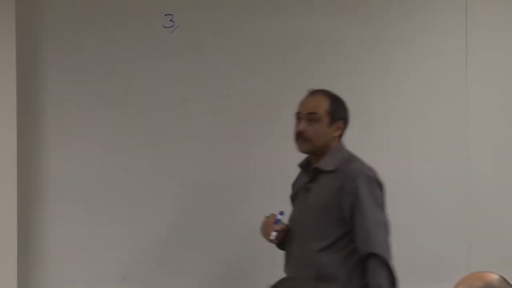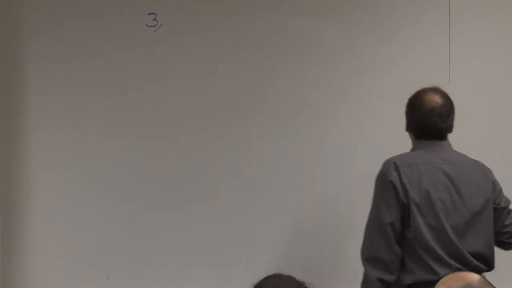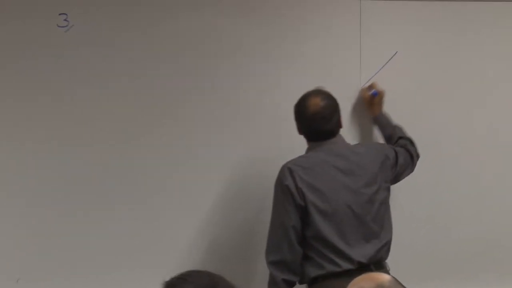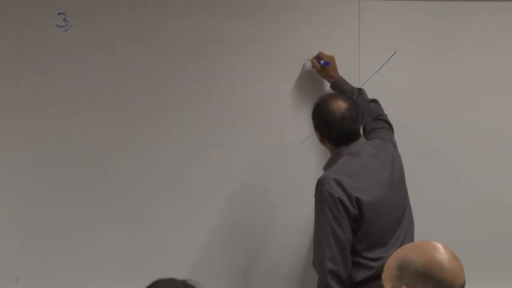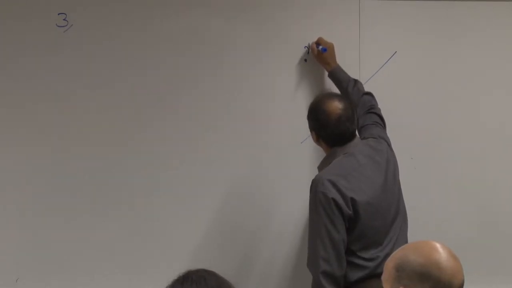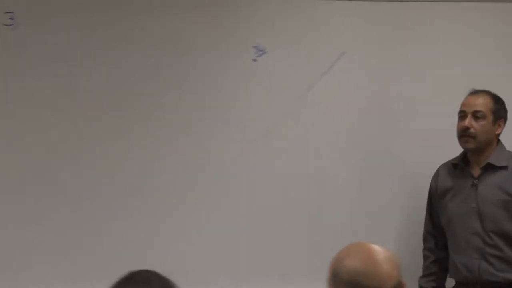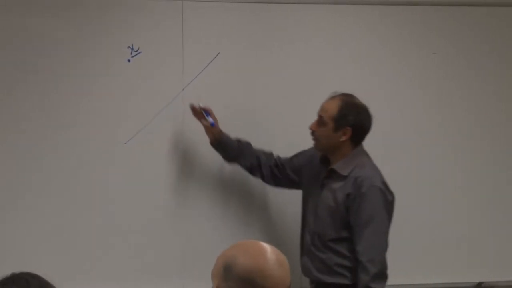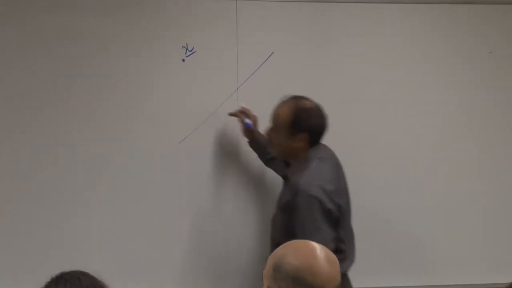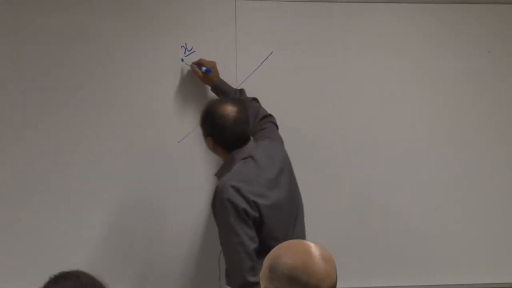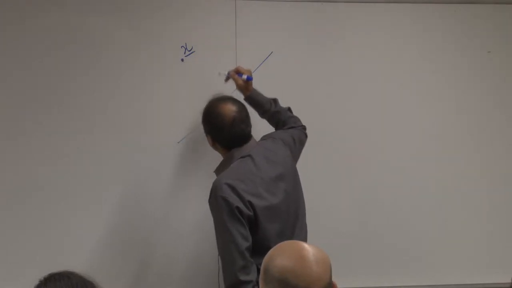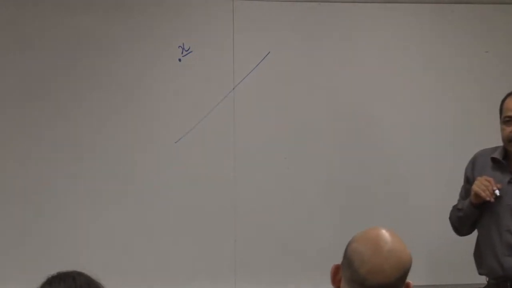Now, when I have this line, suppose that I'm given a point x, and I would like to compute the distance of this point and the line, the decision boundary. I'm looking for this distance. So how can I compute this distance?